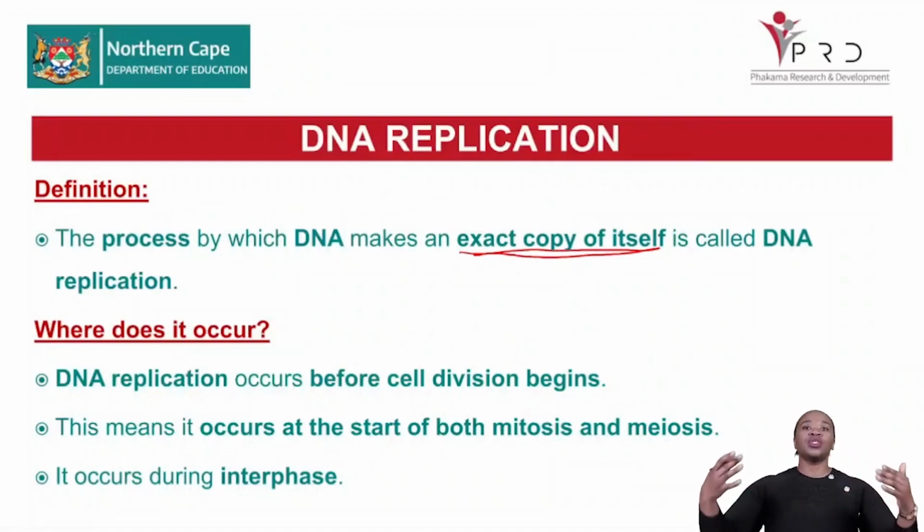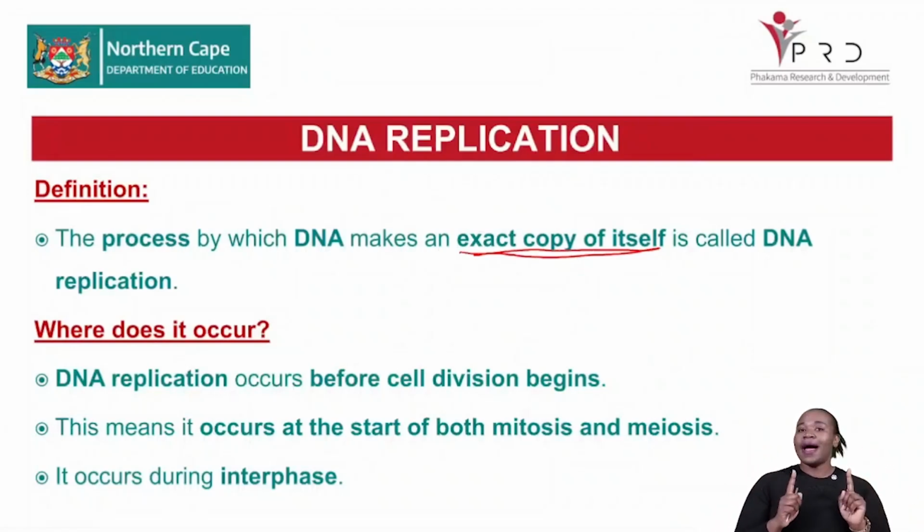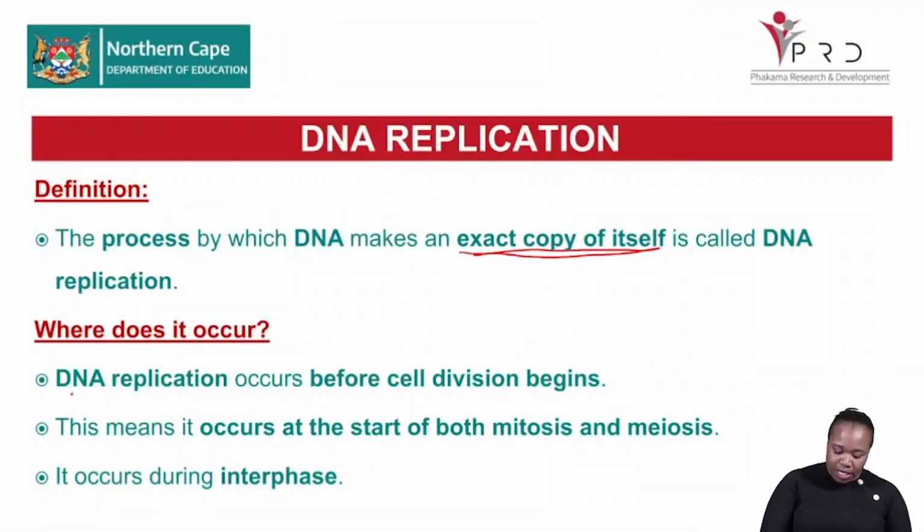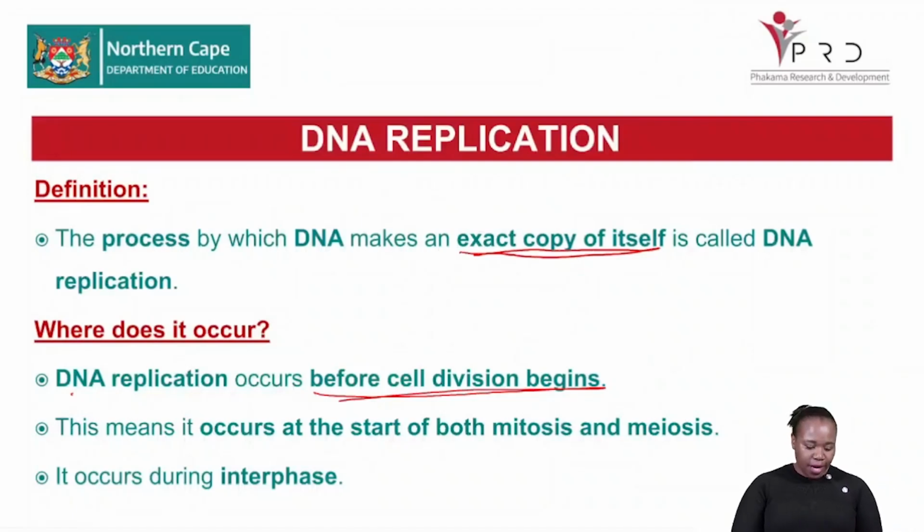This DNA molecule is going to undergo the process of replication, whereby at the end of the process, we're going to now end up with two DNA molecules that are identical to each other, meaning that everything about the two DNA molecules is supposed to be the same. Okay, where does this process take place? Remember when we looked at our exam guideline, it said when does it take place and where does it take place. So DNA replication occurs before cell division begins, and this means that it occurs at the start of both mitosis and meiosis.